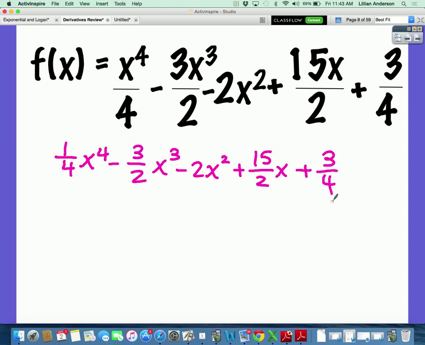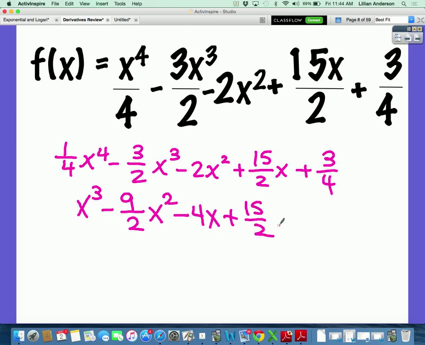So that is the same thing as writing this. All of those are just the coefficients. Power rule, all the way down. If I bring 4 and multiply by 1/4, I just get 1. So this is x to the third, because I have to subtract 1 from the exponent. Here, if I bring the 3 into the front, that's 3 times 3/2, which is 9 over 2, x to the second, because you still subtract 1 from your exponent. Here, bring down the 2, and it becomes a negative 4x. And the last one is 15 over 2, because when you take the derivative of your constant, it is 0.